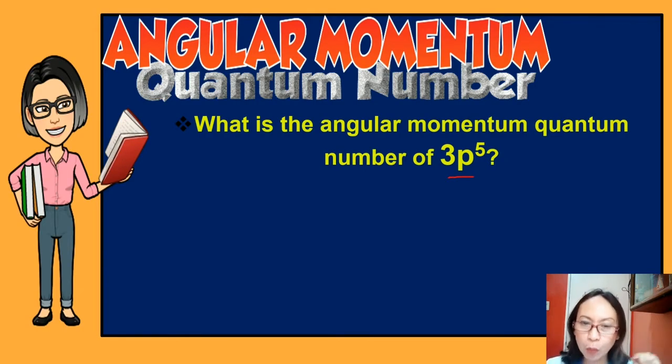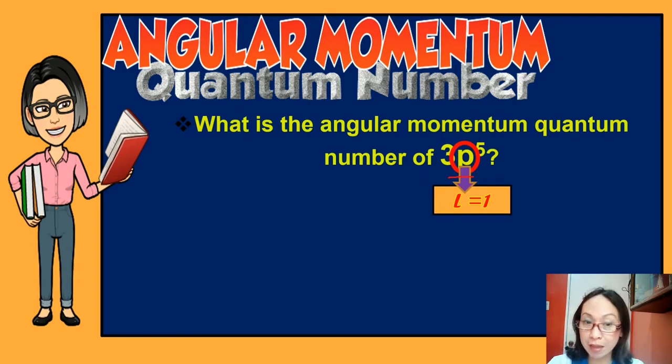Anong unang gagawin? Tumingin sa sublevel. Ano ba ang sublevel na kailangan kong tignan? And that is P. So let's go back. Ano ba yung value ng P? Sa kaninang slide na pinag-usapan natin. That is, the angular momentum would become 1 because P is equal to 1 for the angular momentum.